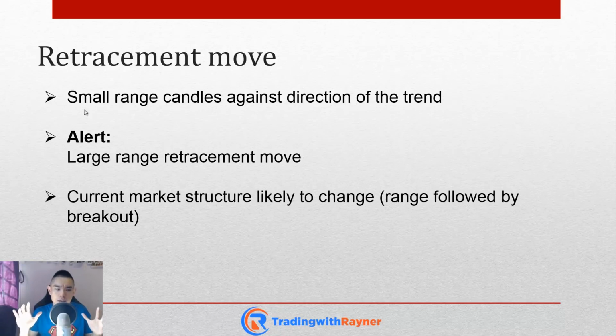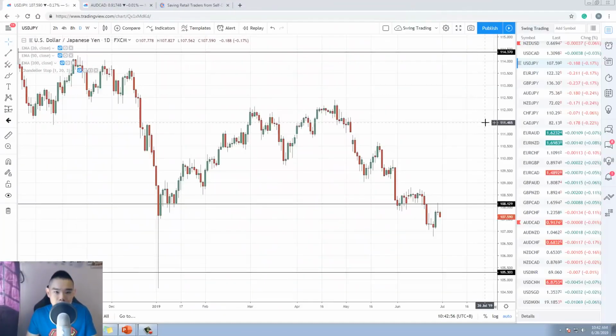I'll share with you some examples later on, but for now, I want you to pay attention. Whenever you look at the charts and you notice that the retracement move has a large range candle, that is a signal to you that the market is about to undergo some major changes. Usually the current market structure is likely to change after a large range retracement move. What usually follows is that the market will go into a range followed by a breakout. Confusing? Don't worry. Let me just walk you through a few examples and you'll see my point.